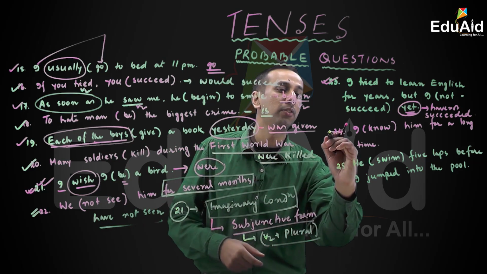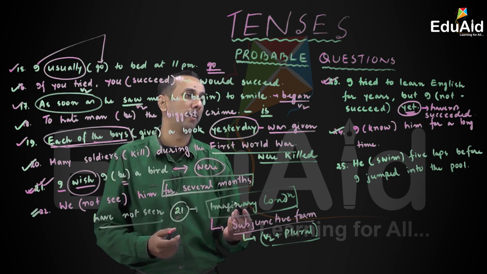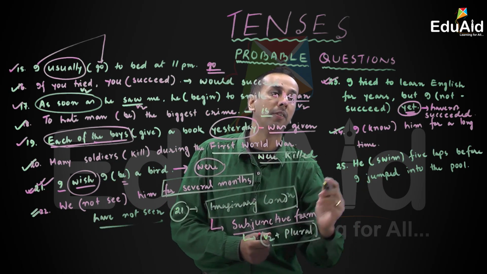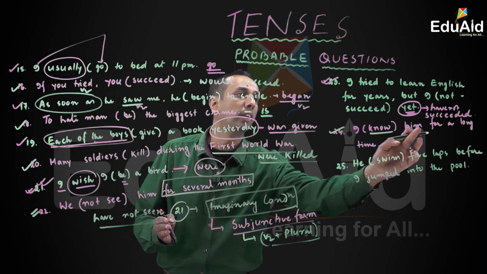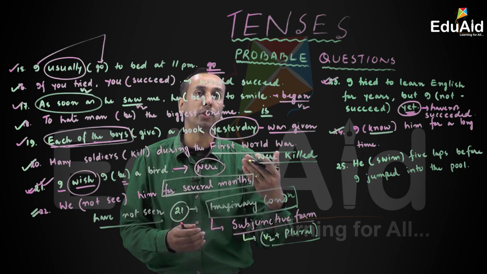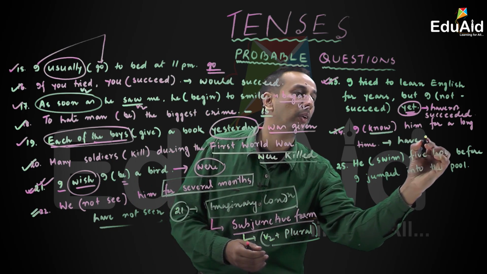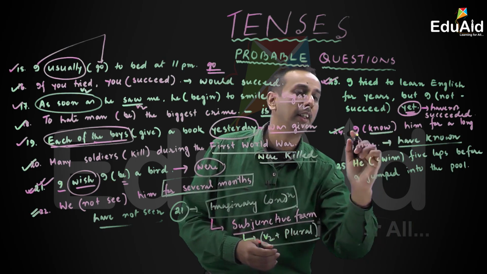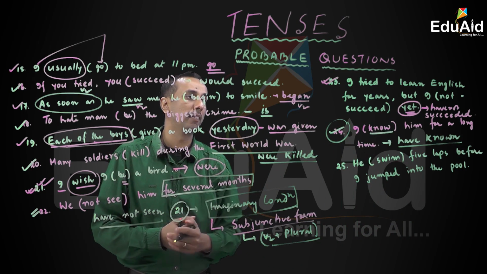Question number 24. I know him for a long time. Again, if you could recall, we discussed there are some non-progressive verbs. Know is one of them. I have known him for a long time. So the answer will be have known him. Have known him for a long time. These type of questions are again very common. I have known him for a long time.